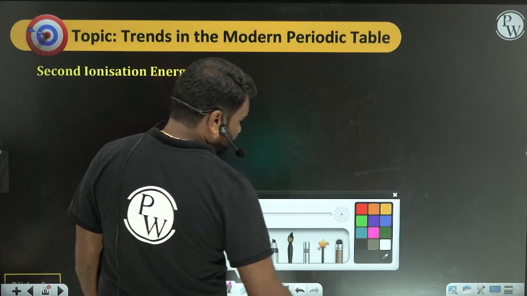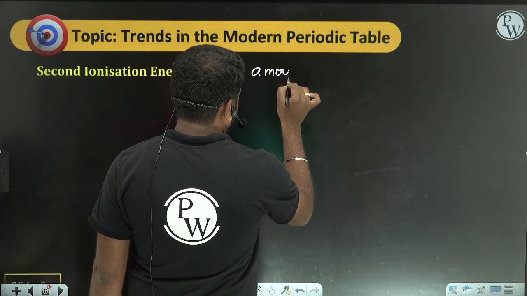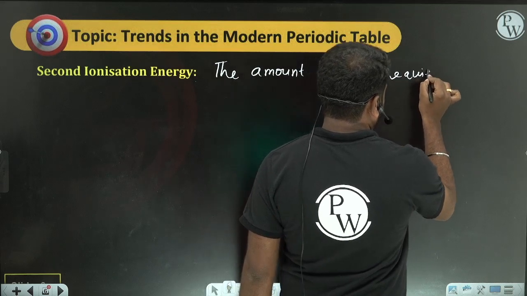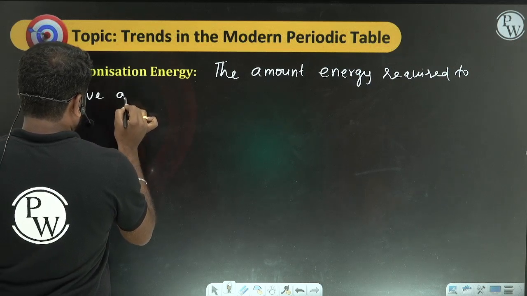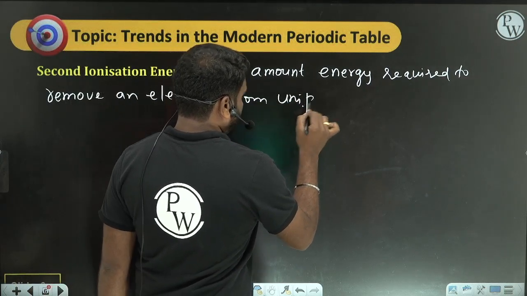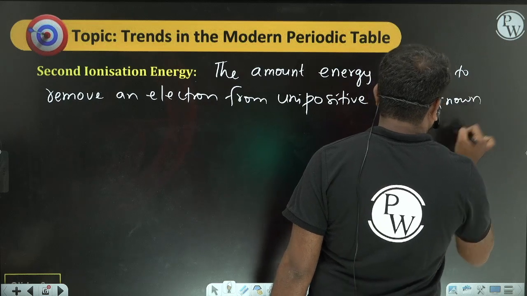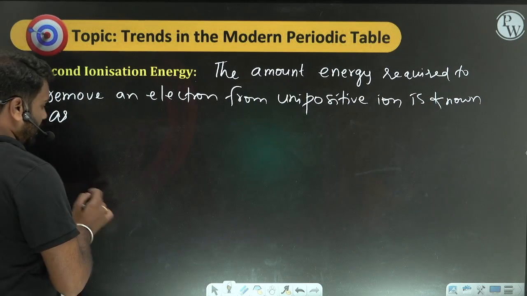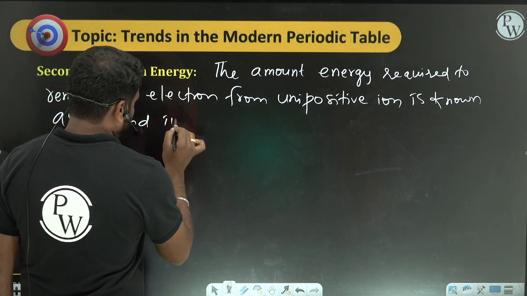So we'll write the same definition here. The amount of energy required to remove an electron from unipositive ion is known as what beta, second ionization energy.